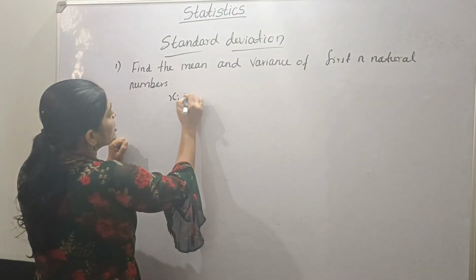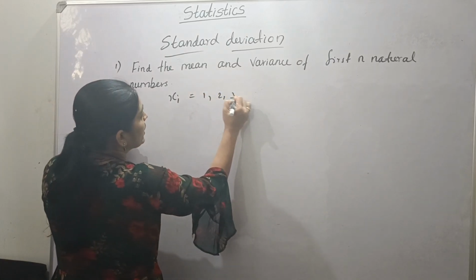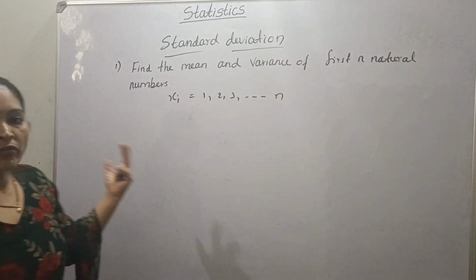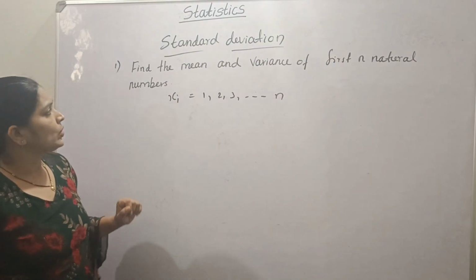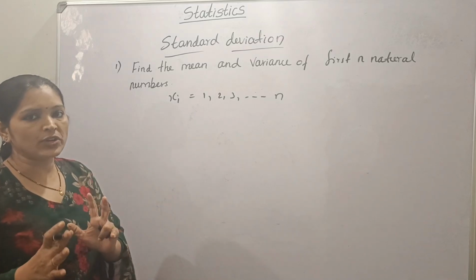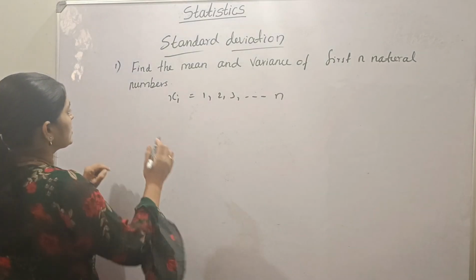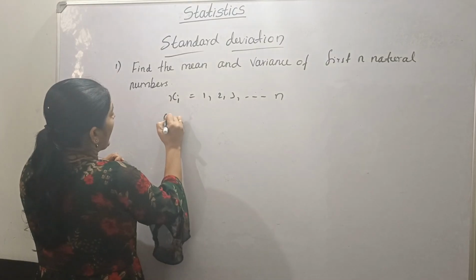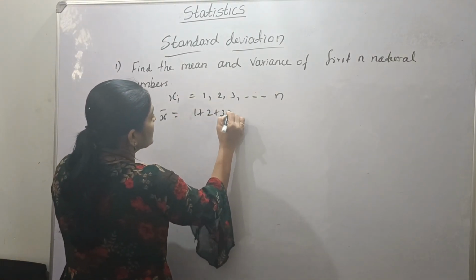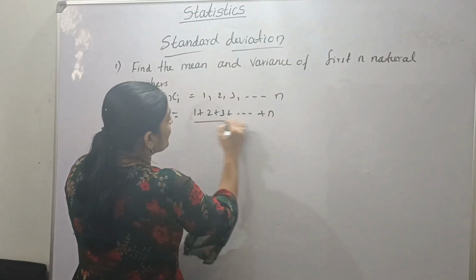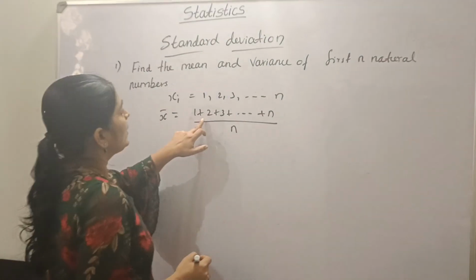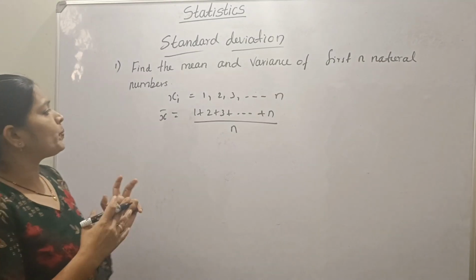So here the observations xi's are 1, 2, 3, etc. up to n. So the number of observations is n. So let us find the mean. See, mean is nothing but the ratio of the sum of the observations and the number of observations. So here x bar, the mean, is equal to 1 plus 2 plus 3 plus etc. plus n divided by n, that is the number of observations.